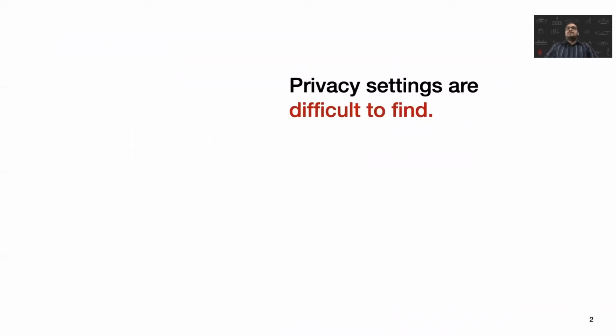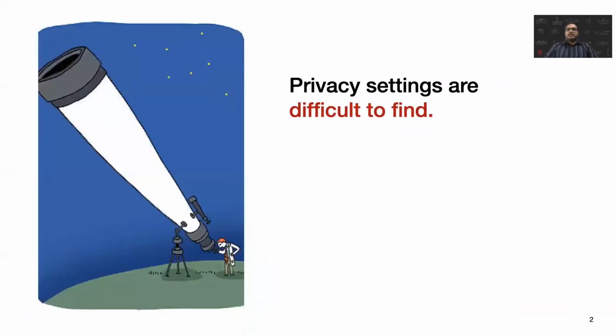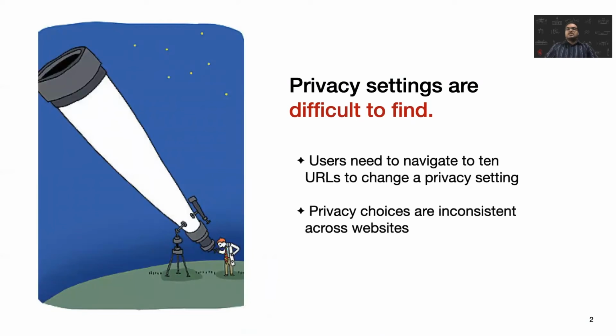The first issue is that privacy settings are hard to find on the internet. This is evident in our user study, where we observed that users needed to navigate to up to 10 URLs to change a privacy setting. Prior work in 2019 also noted that privacy choices are located inconsistently across websites, which makes them harder to find.